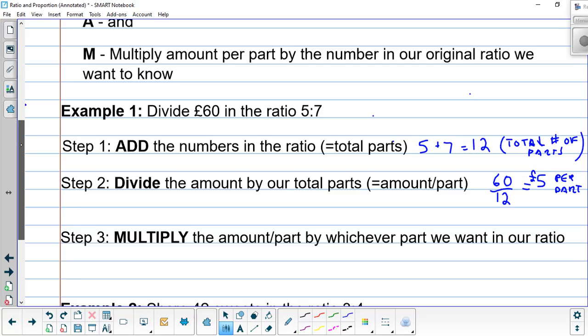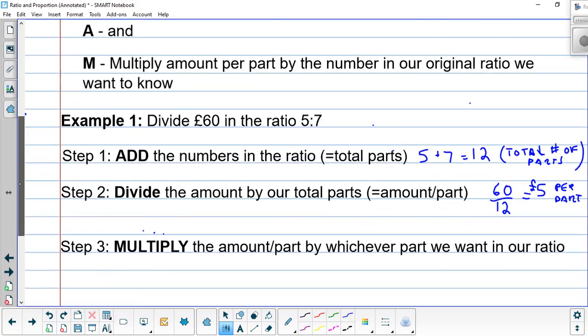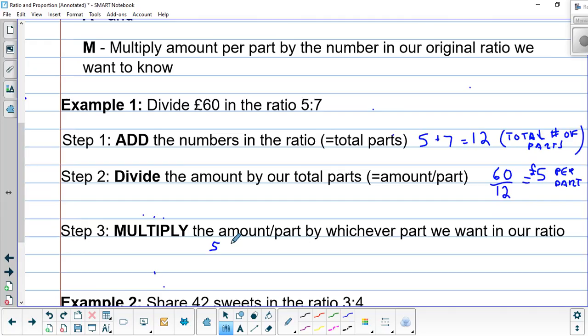So step 3, we're going to multiply the amount by whichever part we want in our ratio. Well, this one we just say divide it into the ratio, so you have to multiply it into each part. So we have to multiply our 5 times 5 and 5 times 7. So let's do that, and we'll find out what our real values end up being. So here we do 5 pounds times 5, and then we're doing 5 pounds times 7. So here we get 25 pounds to 35 pounds. And notice, if you add 25 and 35, we get our original 60 pounds that we were asked to divide. So we know we've done it right.